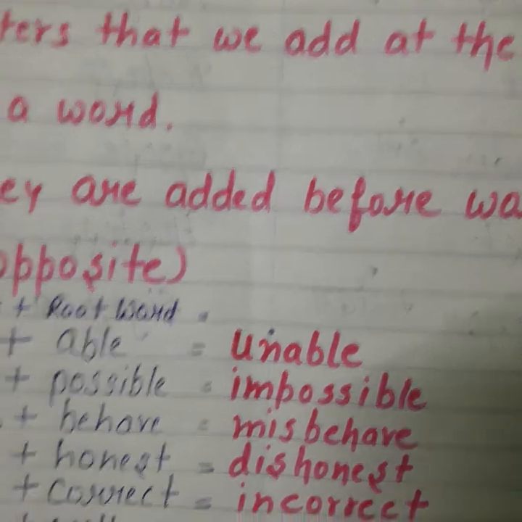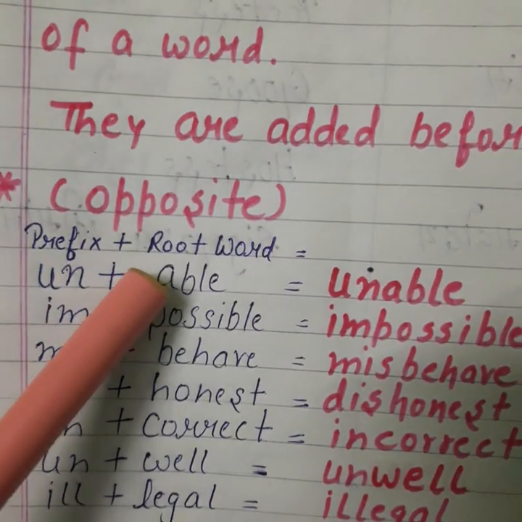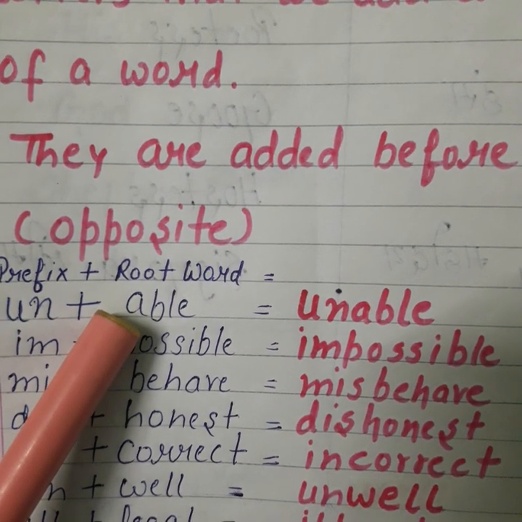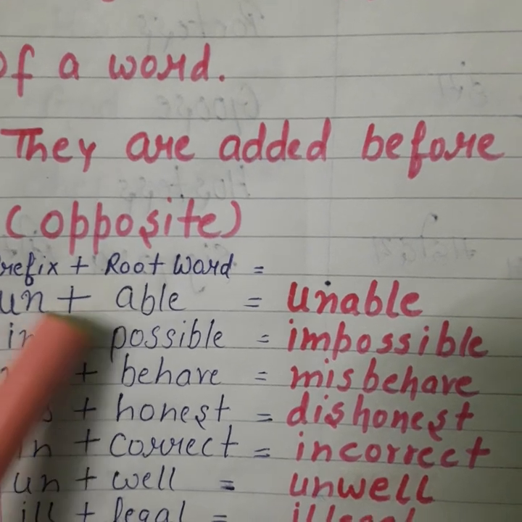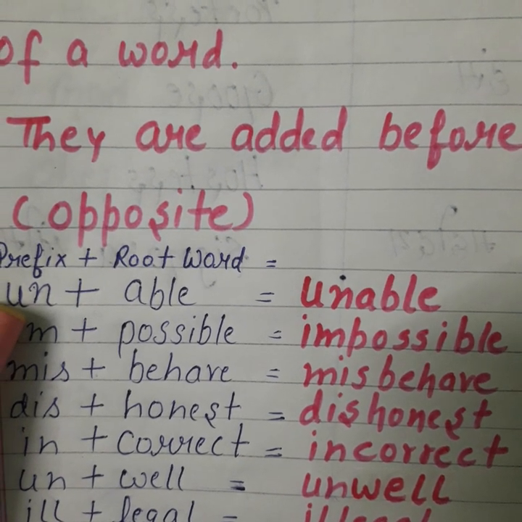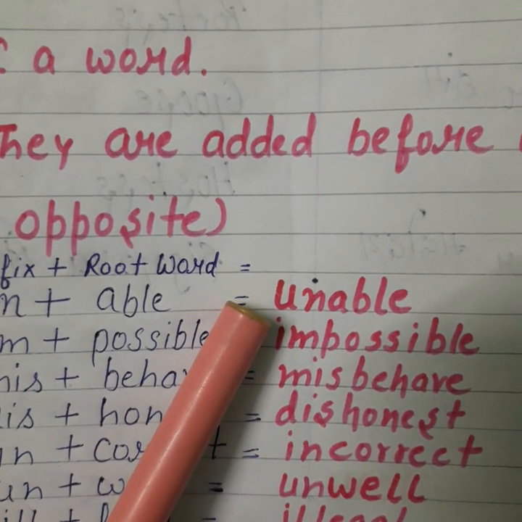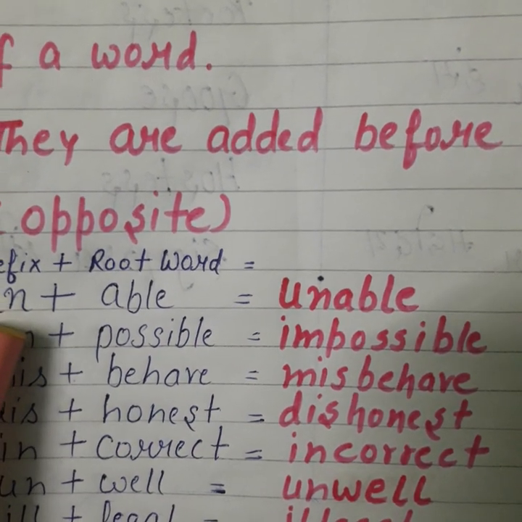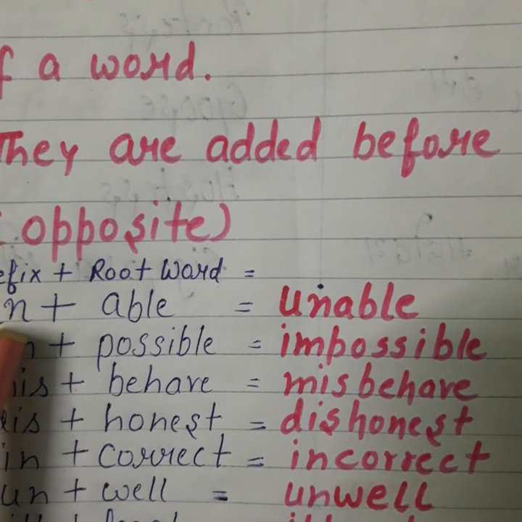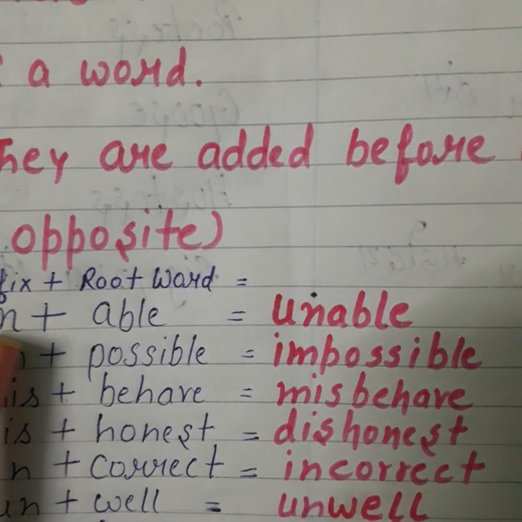For example, able. See, able means capable to do something. But if I add the prefix un, then my answer is unable. So generally, why and when we add prefixes: just to make the words negative.